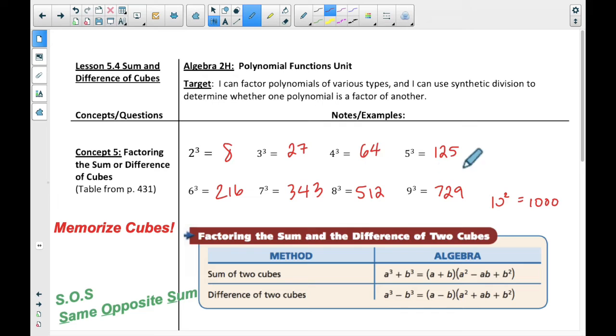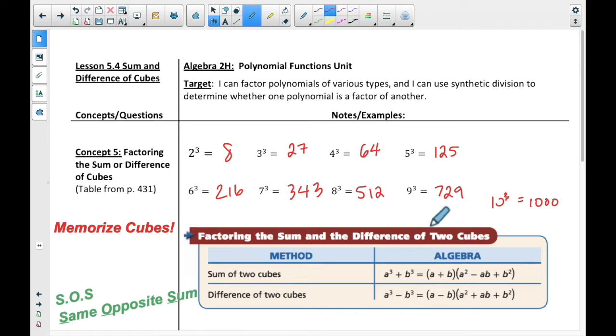Okay, here are the perfect cubes. Again, you ought to recognize these, probably memorize them. Yes, your calculator can do it, but if you can recognize them and see them, then it'll just make your life a little bit easier. And I added on here 10 to the, oops, that should be a third. 10 to the third is 1,000. So just keep that in mind as well.